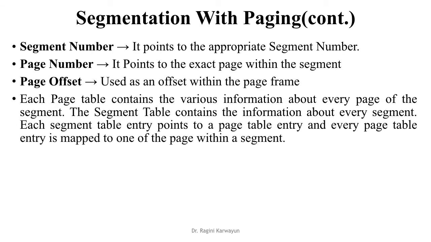This is basically the three components of the logical address issued by the processor: segment number, page number, and the offset within a page. Each page table contains the various information about every page of that particular segment. The segment table contains the information about every segment. Each segment table entry points to a page table entry, and every page table entry is mapped to one of the pages within a segment.